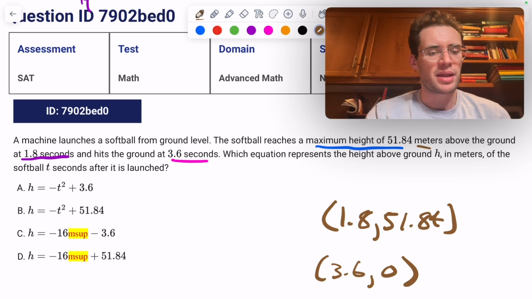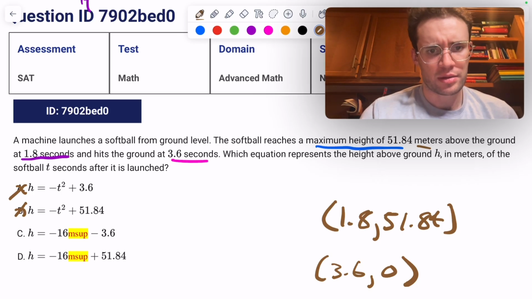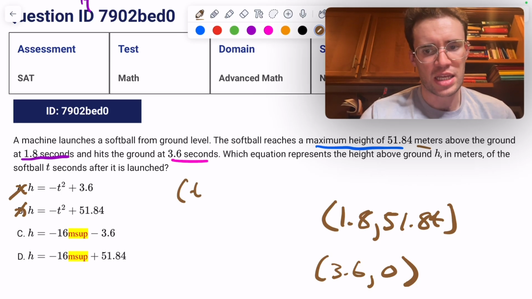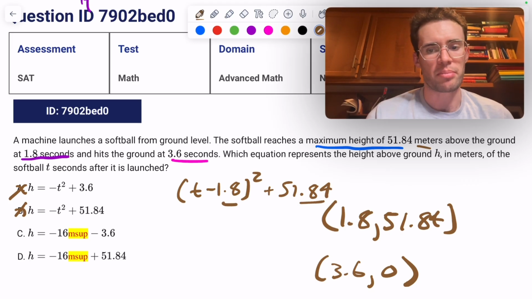So you can actually eliminate A and B right away because they put these things in the wrong spot, right? If you wanted to put it in vertex form, it would look something like t minus 1.8 squared plus 51.84. So that's where those vertex values would pop in there.